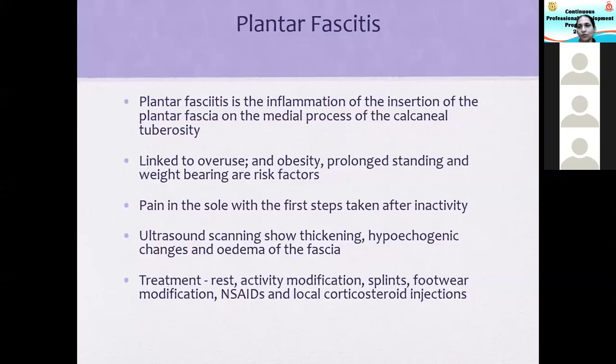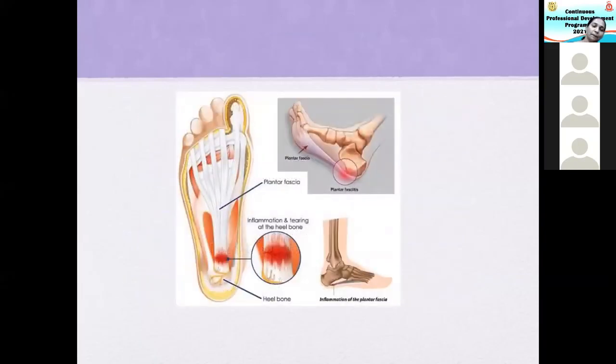Investigation wise, we can do ultrasound scanning, which might show the thickening, hypoechogenic changes and edema of the fascia. How do you treat? Again, rest, activity modification, weight reduction, splints, footwear modification. And for pain relief, you can use non-steroidal anti-inflammatory drugs. If not responding, local corticosteroid injections can be offered. So this is the plantar fascia, this insertion, it can be inflamed.